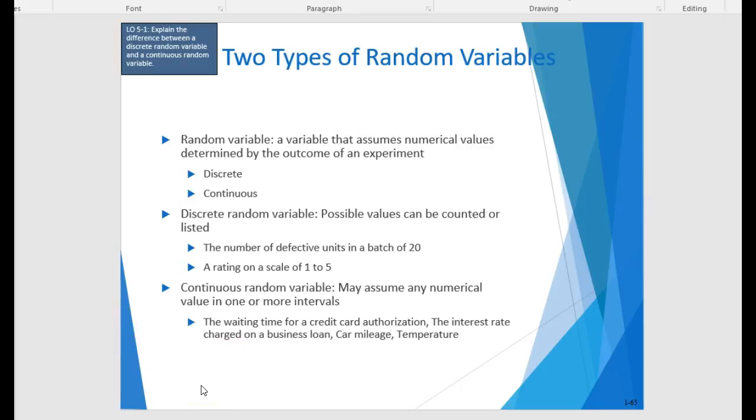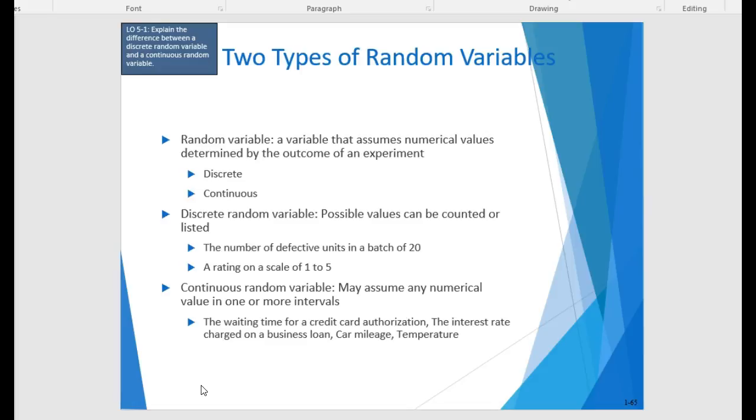Two types of random variables, discrete and continuous, as I just mentioned in the intro. A random variable just assumes numerical values that are determined by the outcome of an experiment. For discrete, the possible values are countable. That means we're going to be working with whole numbers, numbers that you can count: 1, 2, 3, 4, 5, that sort of thing.